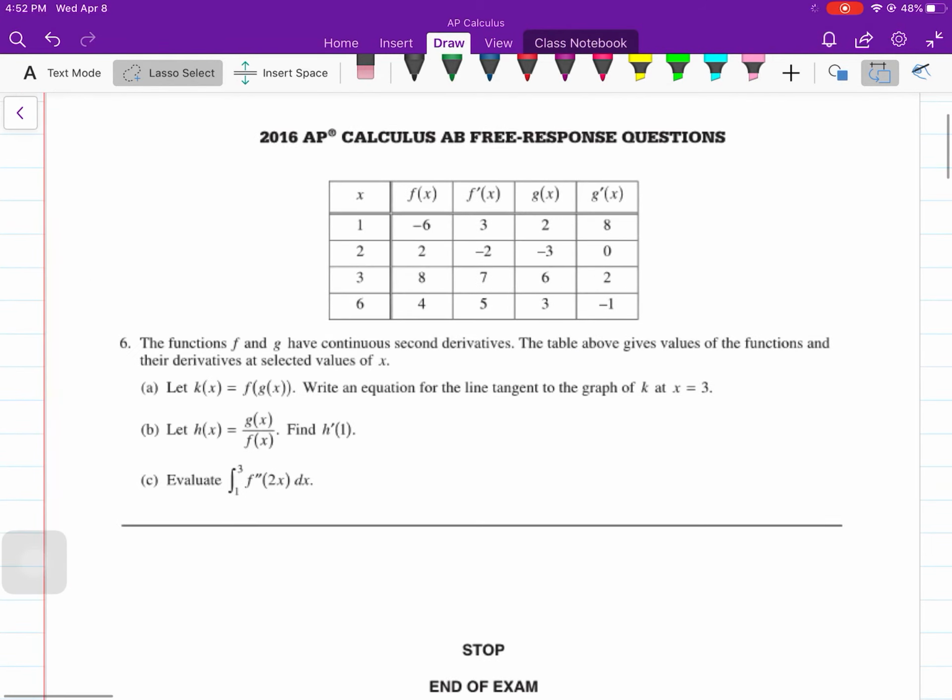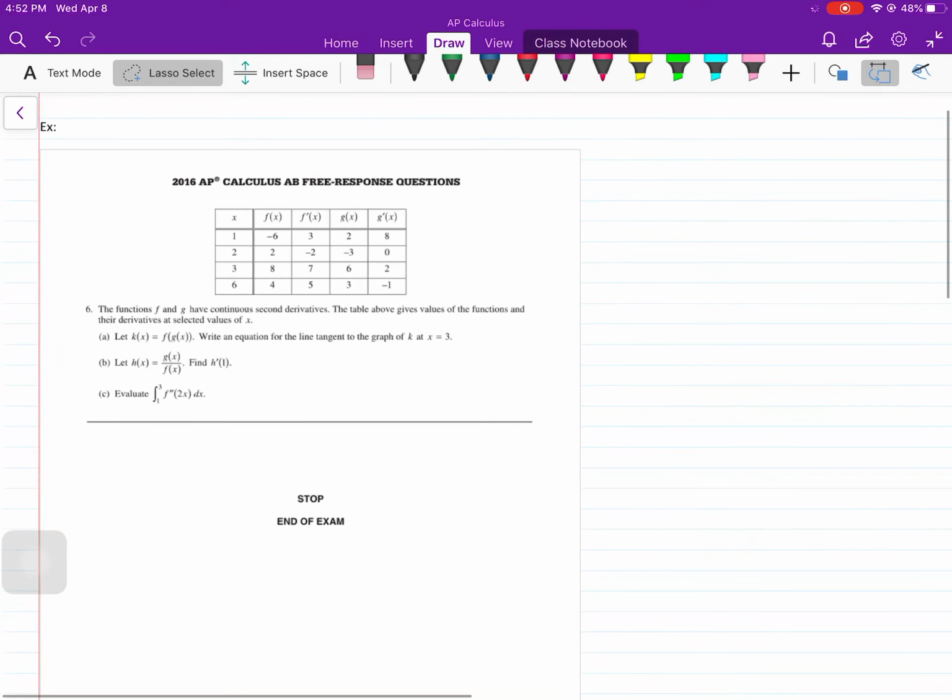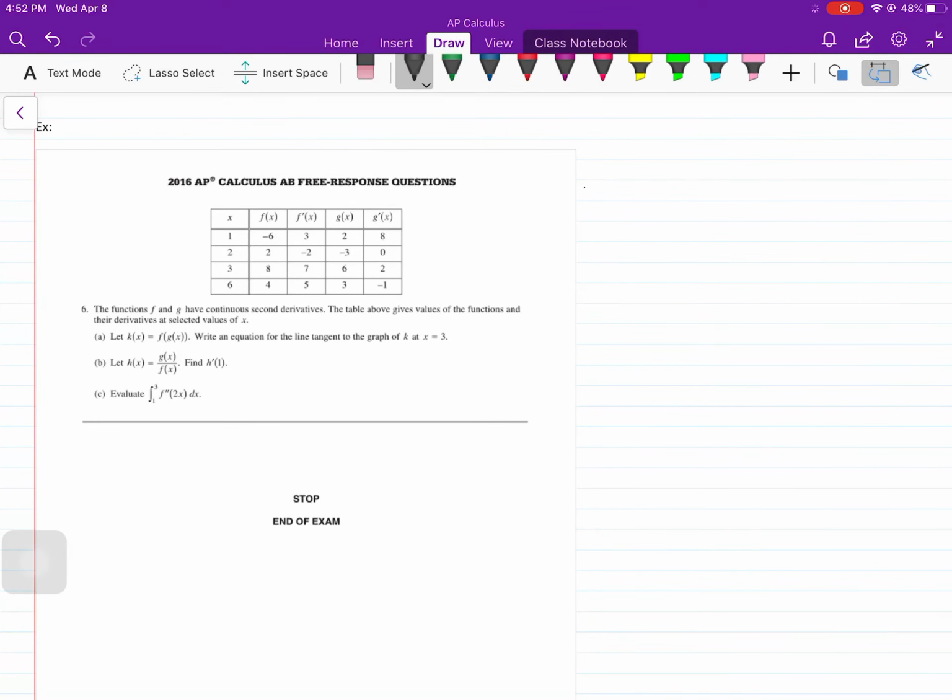And why is it my favorite? Because honestly, this is a really easy question, but for some reason, everyone seems to get these kind of things incorrect. So we're going to go ahead and evaluate from 1 to 3 f double prime of 2x dx.